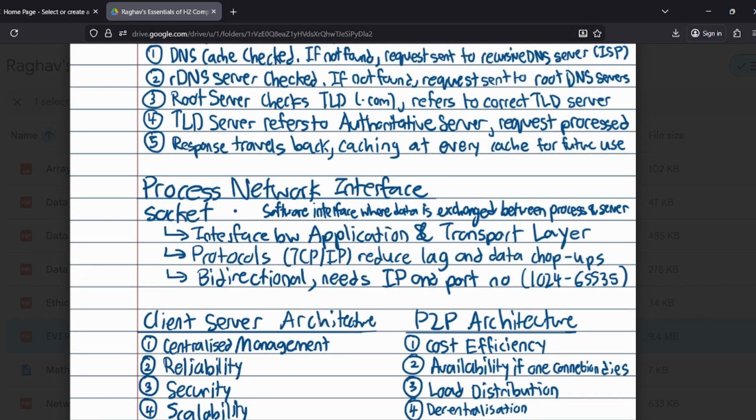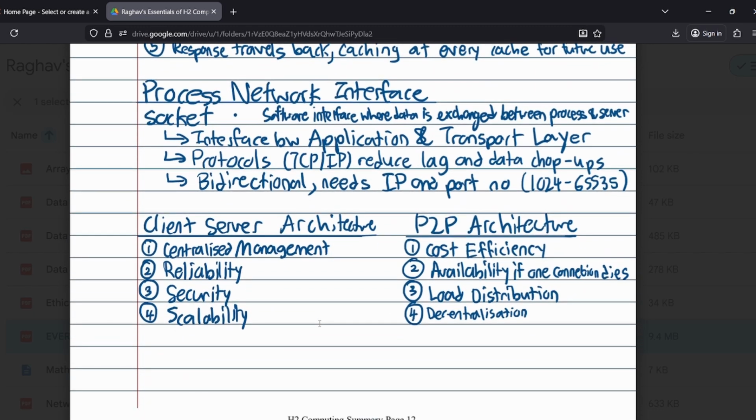Then we have process network interface. What's a socket? A socket is a software interface where data is exchanged between the process and the server. It's just an interface between the application and transport layers. The protocols such as TCP and IP reduce lag and data chop-ups. And it's bi-directional. Sockets are bi-directional. It needs one IP and a port address. Just remember your socket code when you do this.